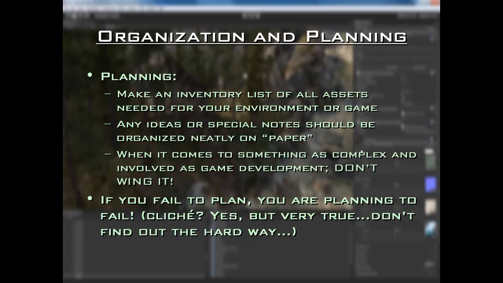After you collect lots of reference images, what you have to do is organize and plan. Okay, planning is extremely important. One of the first things you want to do is make an inventory list of all the assets that you need for the environment of your game. So you don't want to just sit there and go, okay, let me start working on a wood pallet, and then finish and go, okay, what's next? What would be in a warehouse? Maybe a brick wall? No, you don't want to do that.